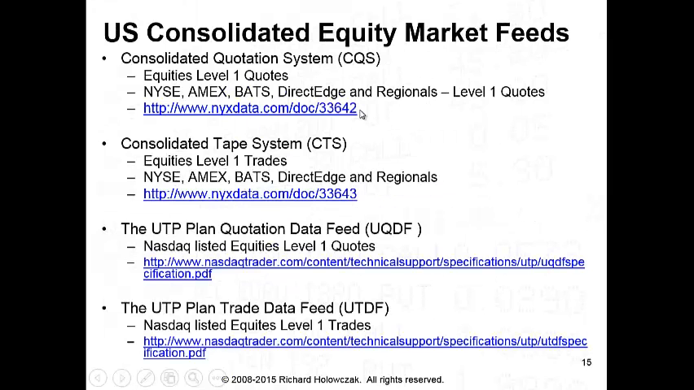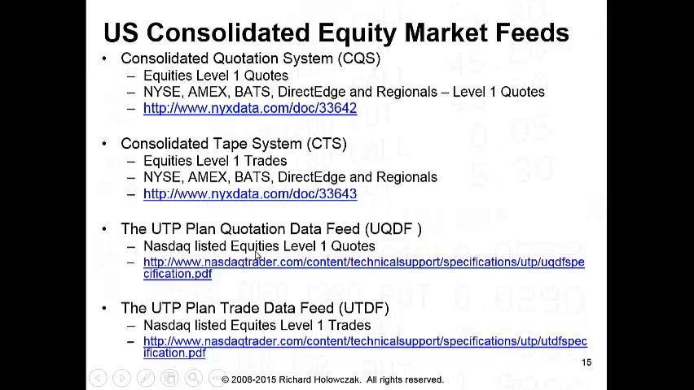Here are some examples again in the US, looking at consolidated equity feeds. There's what's called the Consolidated Quotation System, and this covers all of the exchanges, New York Stock Exchange, Amex, BATS, Direct Edge, and all the regional exchanges, all of their level 1 quotes. You also have the UTP plan quotation data feed, the UQDF.